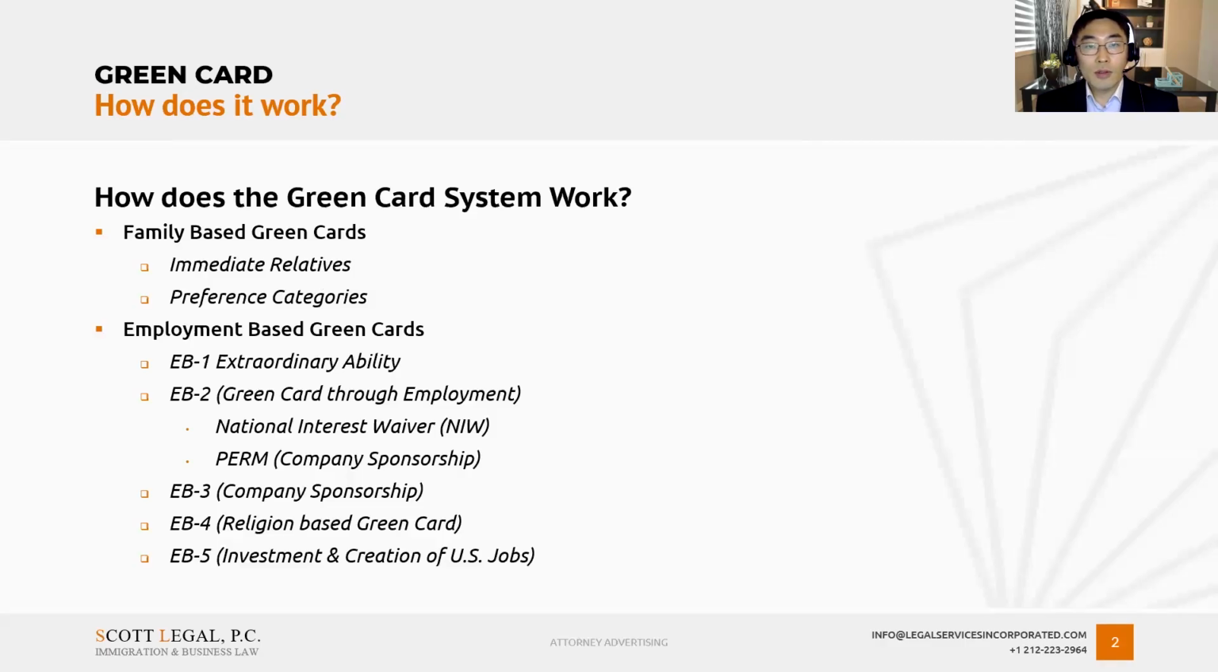So, how does the green card system work? The first thing we need to talk about is the system. The US green card system is quite different from other countries. For example, in Canada, they use a point-based system, which gives points for all different things like education, language ability, work experience, or even age and other factors.